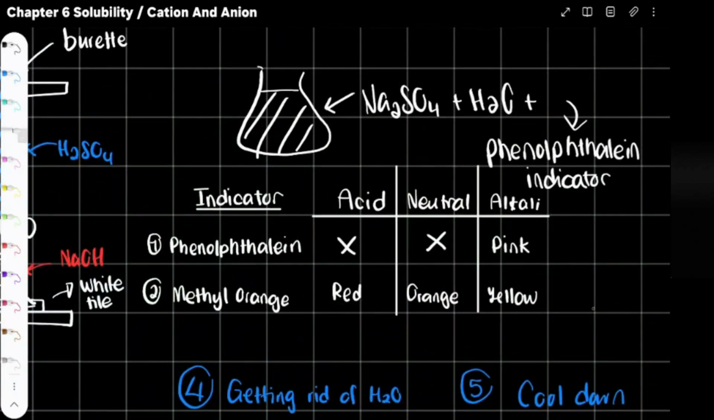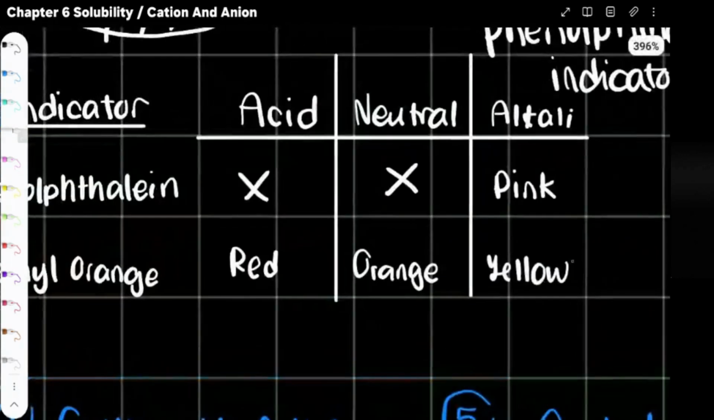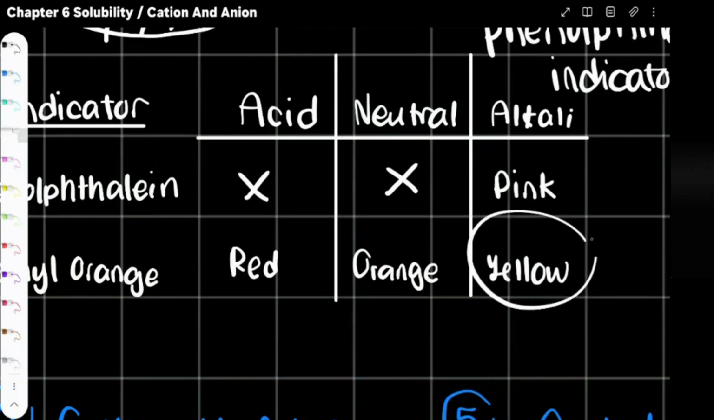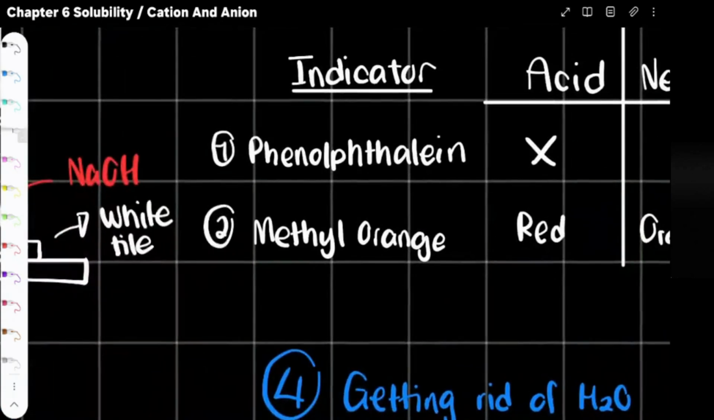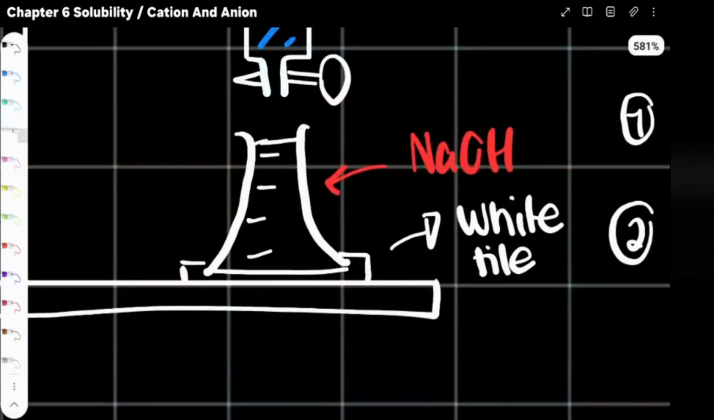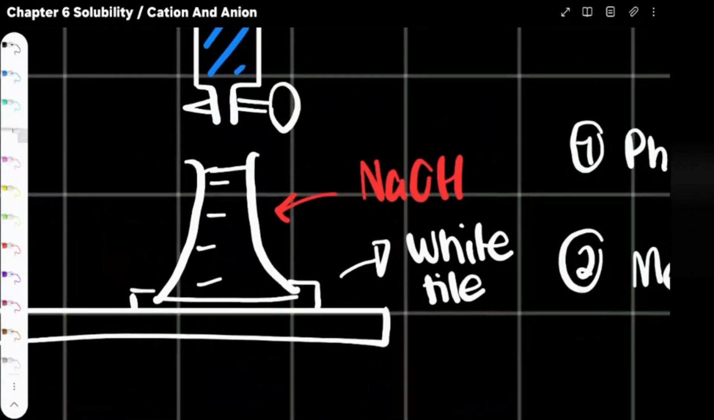Of course, we can also use methyl orange. If it's yellow at first, and then once you add enough and it reaches neutral, it becomes orange. Once you see orange color, of course. And sometimes they ask you this: what is the function of the white tile? What is the function of this tile here? This is actually a K-Bud question.